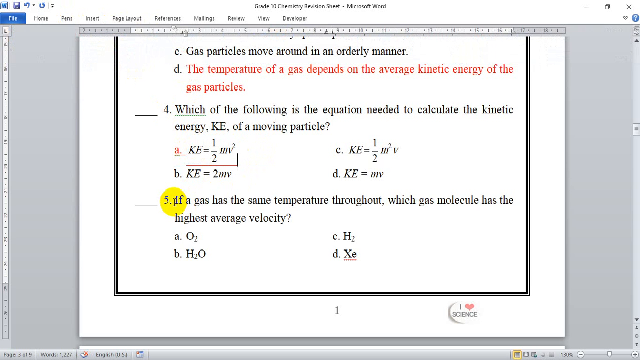Number 5. If the gas has the same temperature throughout, which gas molecule has the highest average kinetic energy? Oxygen, water vapor, hydrogen, or xenon? As they have the same temperature, the lighter has more kinetic energy. So it will be hydrogen.